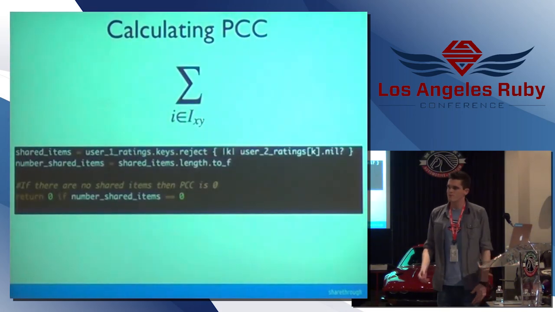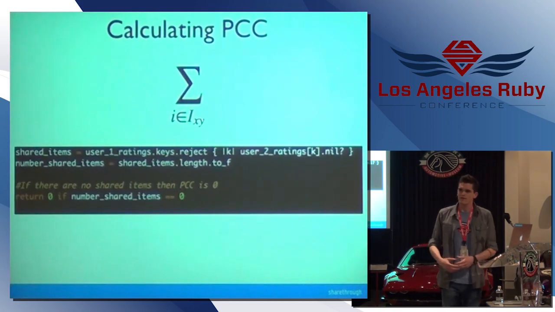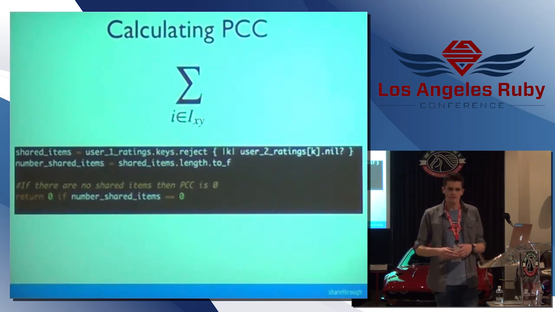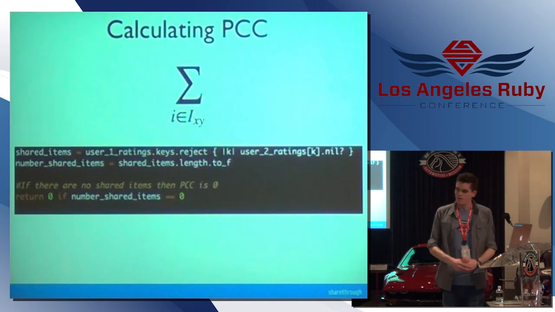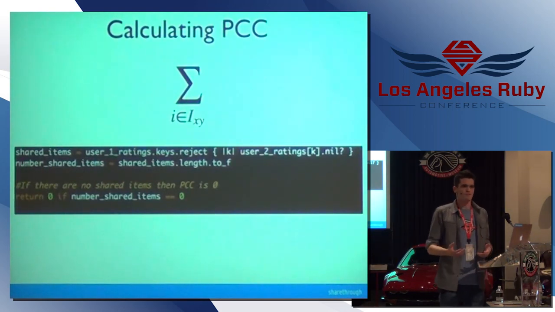If we break that down into Ruby code, it becomes much, much simpler. Really what you're trying to do is iterate over all the shared items that two users have. You can see the Ruby code for that is actually very simple. Shared items is just user one's ratings, and then we reject ratings that aren't also in user two's ratings.